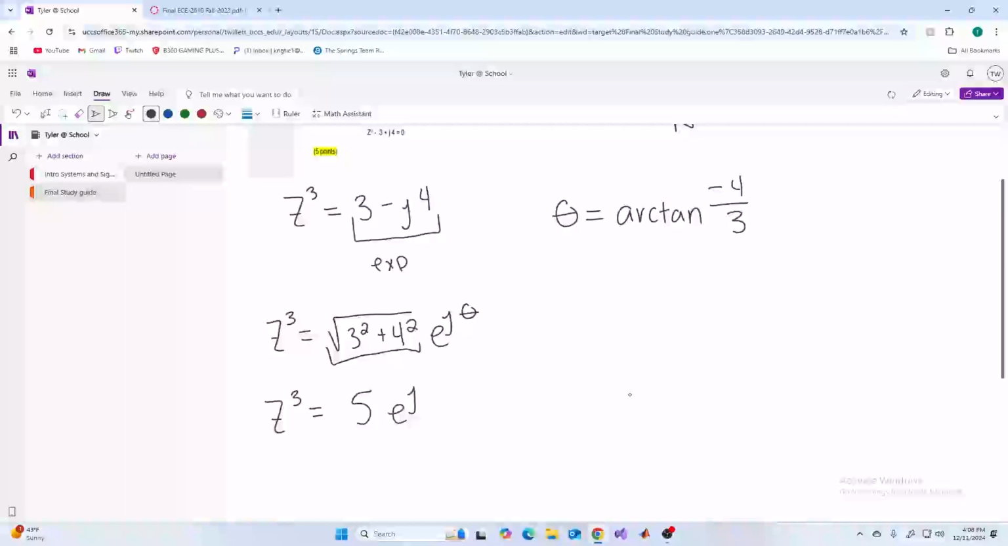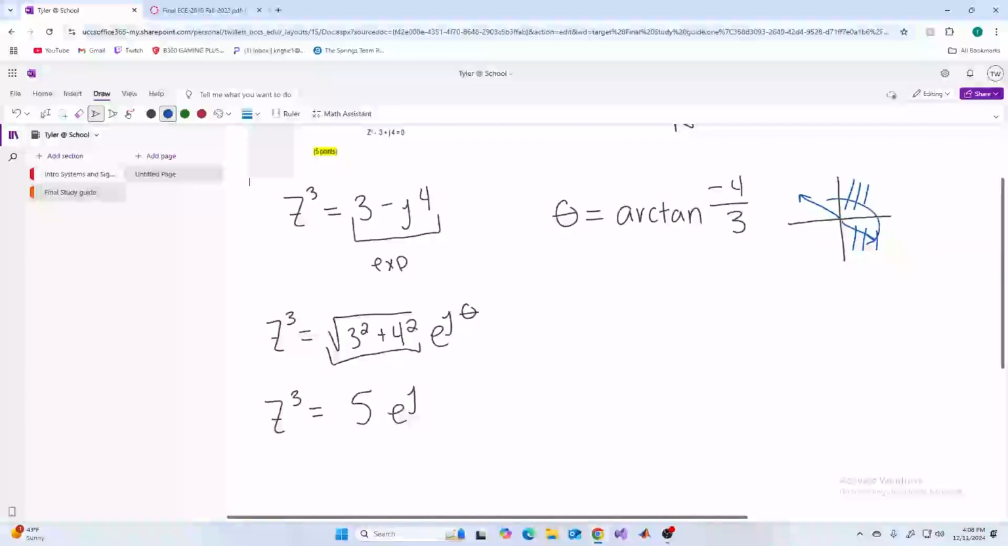The next thing we need to realize is arctangent is only good in these two quadrants. Otherwise, if we want this quadrant here, it'll end up giving us this quadrant, so we need to add pi. Same thing here. But that's not the case here. We're in the fourth quadrant, so it works.